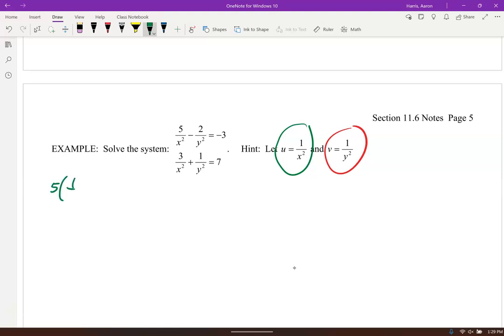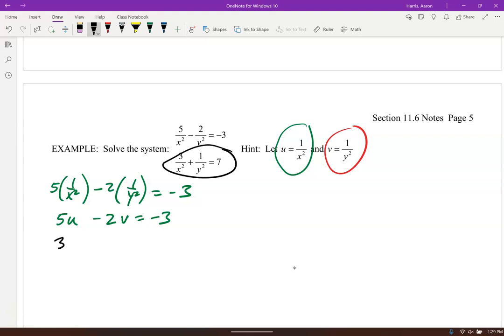Here's my first one. So u is 1 over x squared, so that's like 5u minus 2, 1 over y squared is v. Right, there's my first one. And then the second one would be 3u plus 1v equals 7. So now I'm just dealing with these without all the messiness of those fractions, right?